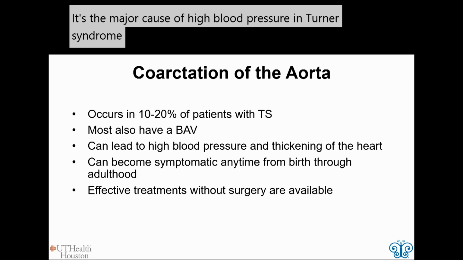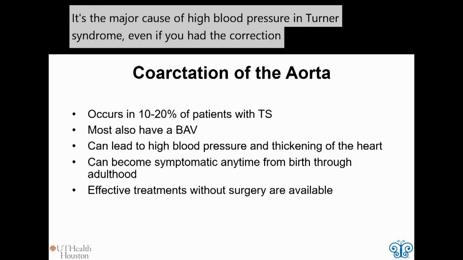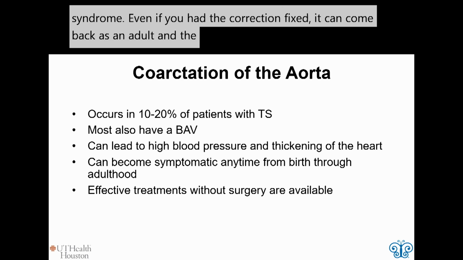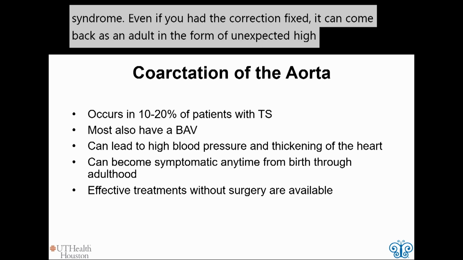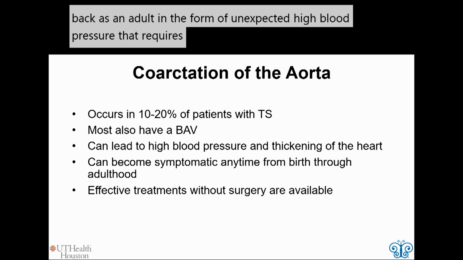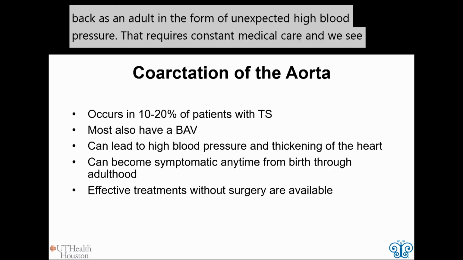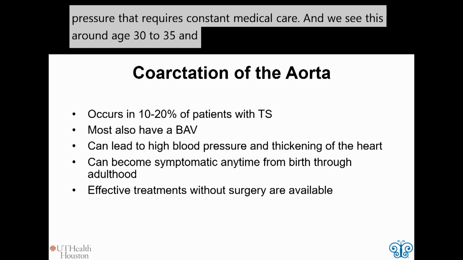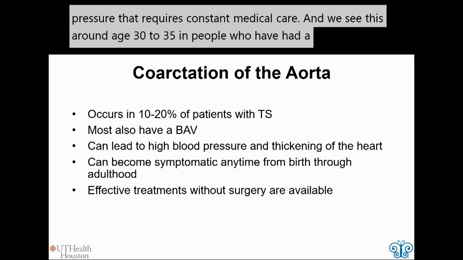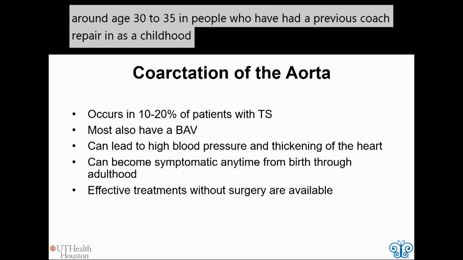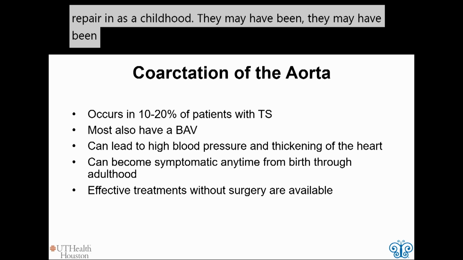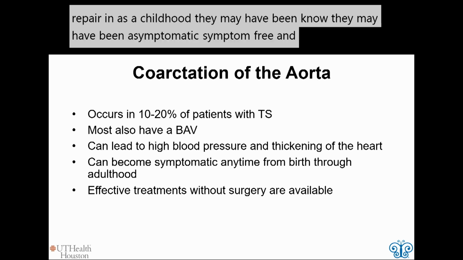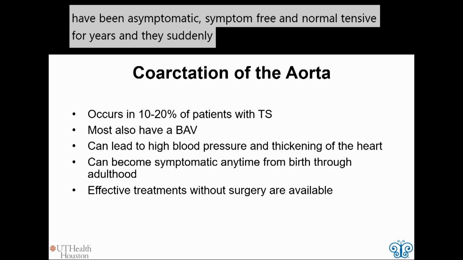Even if you had the coarctation fixed, it can come back as an adult in the form of unexpected high blood pressure that requires constant medical care. And we see this around age 30 to 35 in people who've had a previous coarct repair as a child. They may have been asymptomatic, symptom-free, and normotensive for years, and they suddenly show up with hard-to-control hypertension.